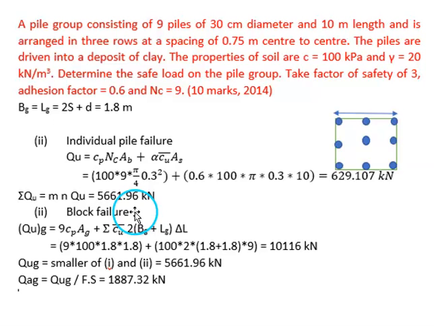So this is a similar problem. Here also we have to consider both the criteria, individual pile failure and block failure. Then we have to calculate the capacity of a single pile, then multiply with the number of piles. In the block failure criteria, we have to consider the entire pile group as a single block, and then find the area of the pile group as well as the perimeter of the pile group. Then after finding the capacity of the pile group based on both the criteria, we have to take the smaller value as the capacity of the pile group.